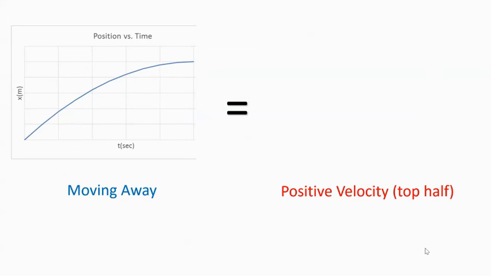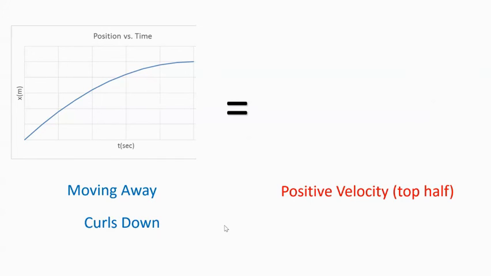Let's do one more example. This one looks a little different. We do notice that the line is moving away from 0. It's a different shape than before, but because it's moving away, that means the line on the velocity graph would be in the top half of the graph because it would be a positive velocity.